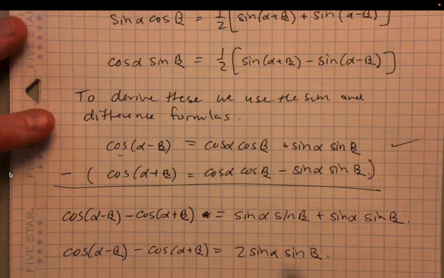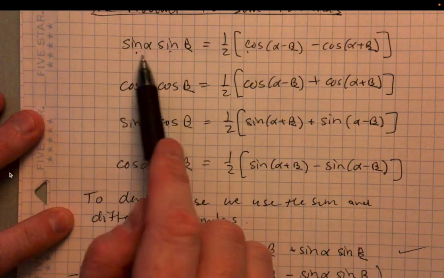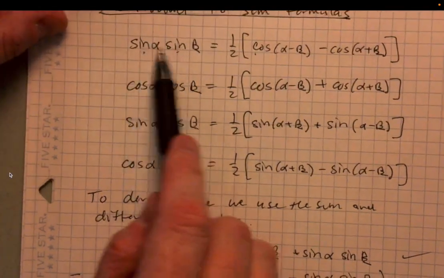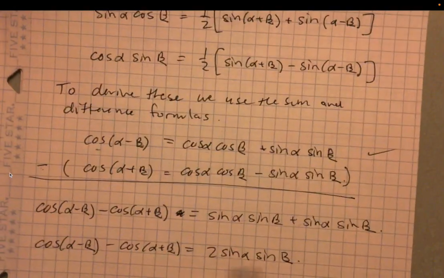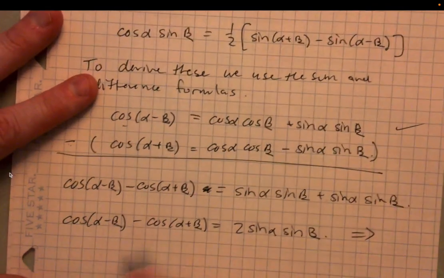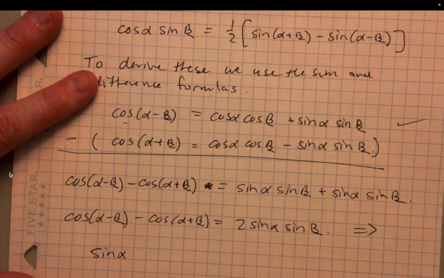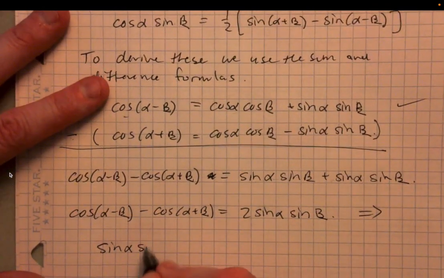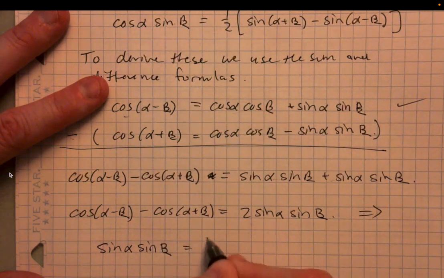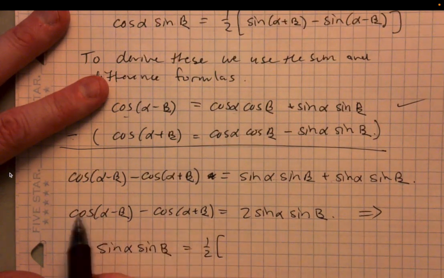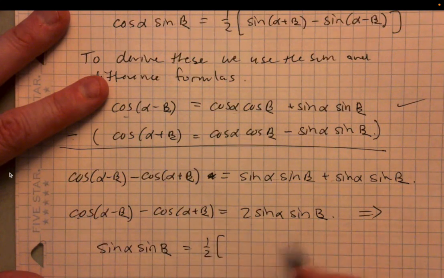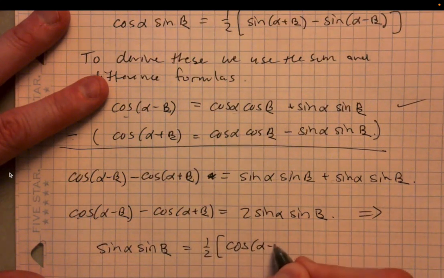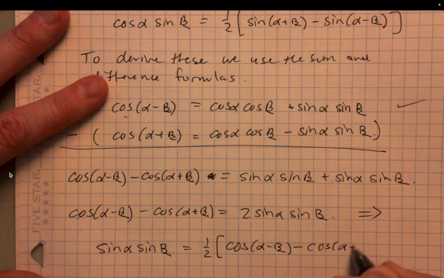Now I'm almost done here, right? The sine alpha sine beta is what I'm trying to get this one side into that form. So I just need to divide both sides by 2. So I get sine alpha sine beta is equal to 1/2. I'm going to divide this side by 2, so 1/2, and then it's cos alpha minus beta minus cos alpha plus beta.